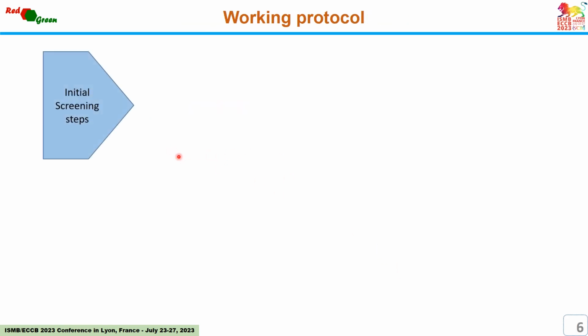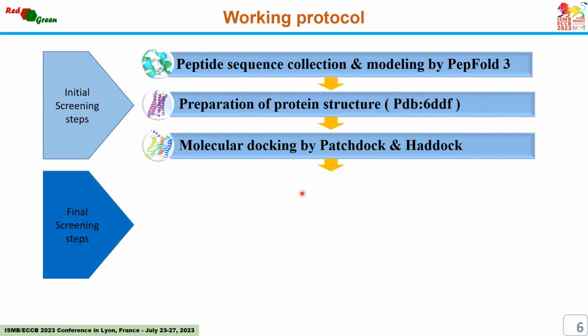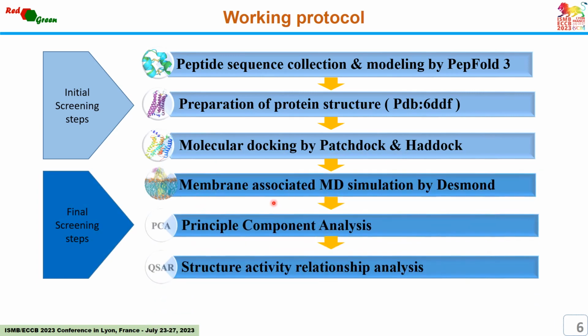So this is the working protocol. In initial steps, we collect the peptide sequence and model by PEPFOLD 3, and we prepare our protein, and finally we select the 6TTF PDB file for docking. In this study, we docked by PatchDock and FireDock, and for final screening we perform molecular dynamics simulation by Desmond, and from trajectory data we analyze the principal component analysis, and to design a super peptide we also perform a structure activity relationship.